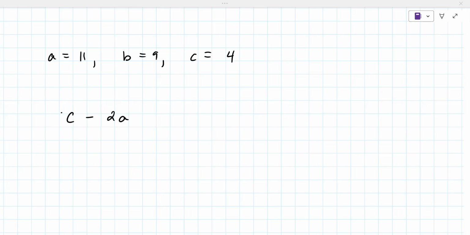Negative 11. Your answer is negative 11. Let's take a look here. 4 minus 2 times 11. So I do not agree with your answer. Did you put 4 in for C and 11 in for A?